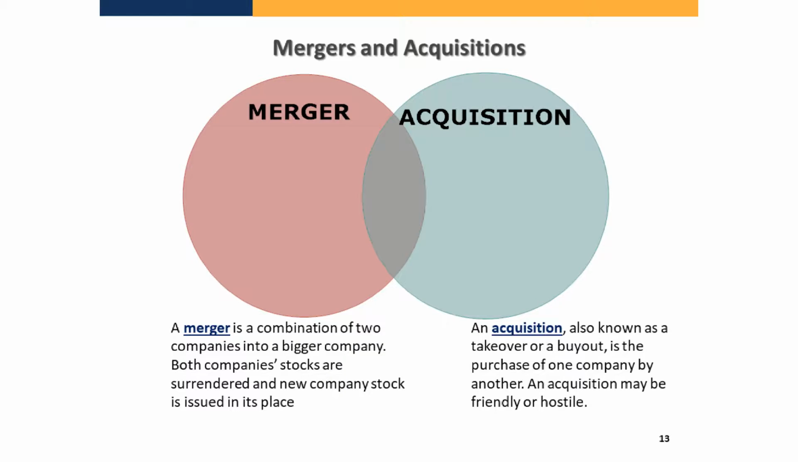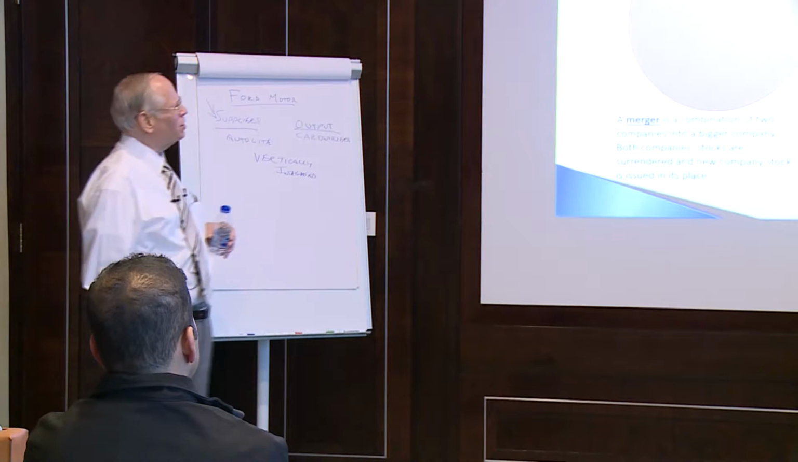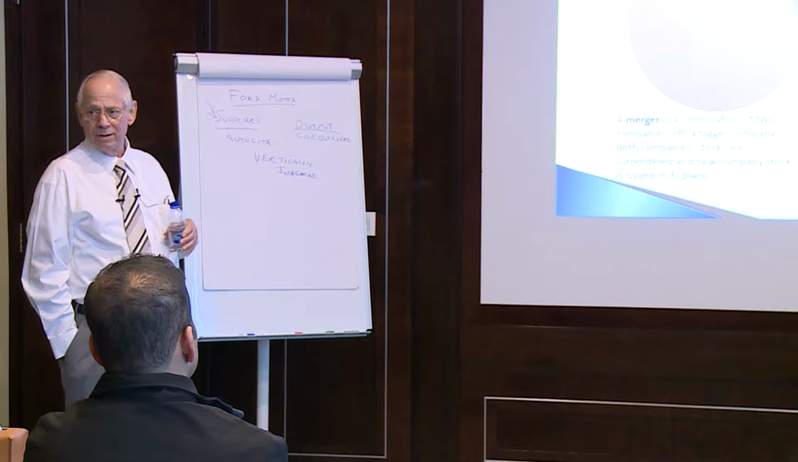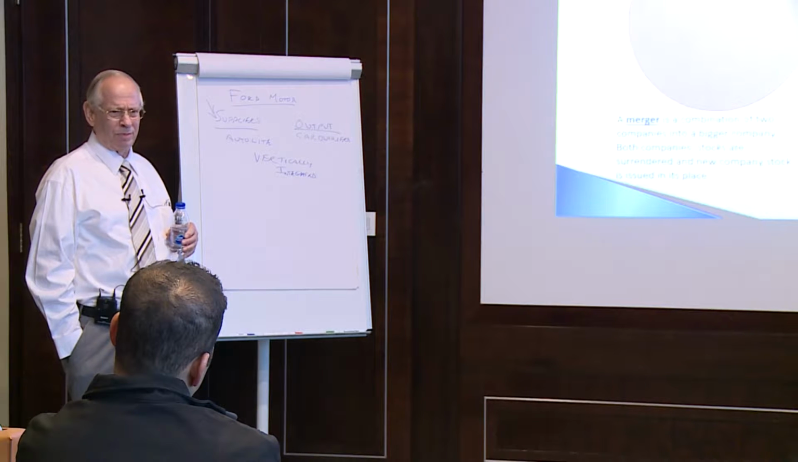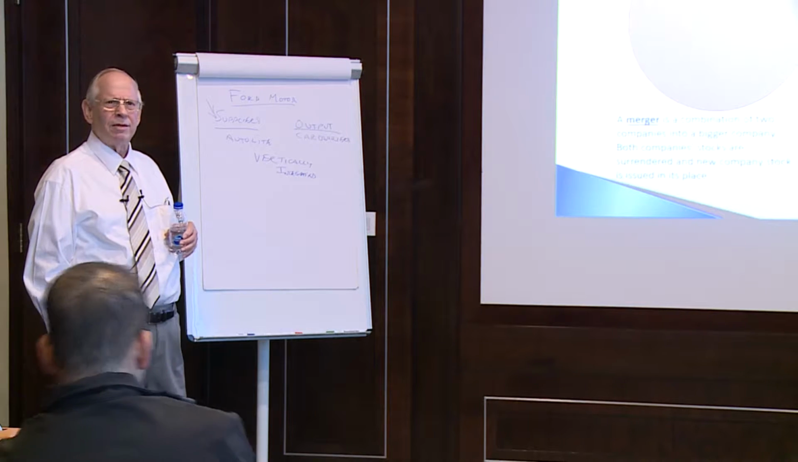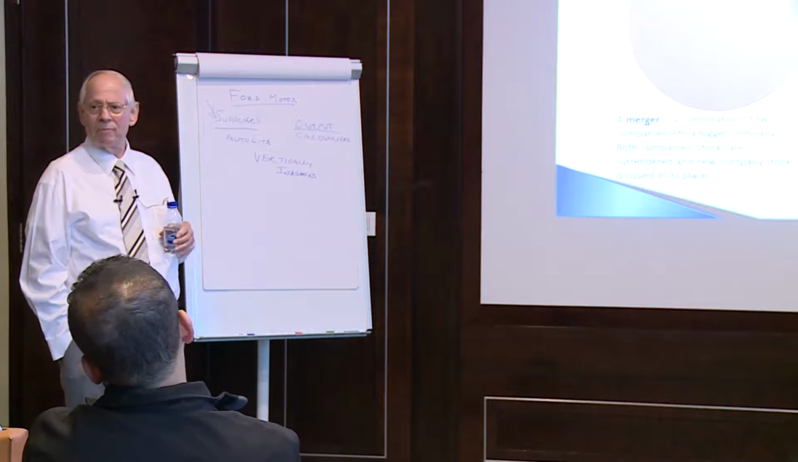Mergers and acquisitions. A merger is a combination of two companies into a bigger company. Both company stocks typically are surrendered and new company stock is issued in its place. Typically we see mergers, very popular with banks. You see a lot of banking mergers. In fact, my bank in Abu Dhabi just merged not too long ago with National Bank of Abu Dhabi and First Gulf Bank.